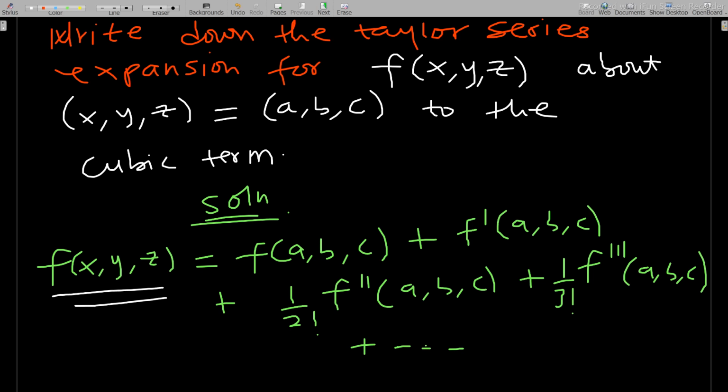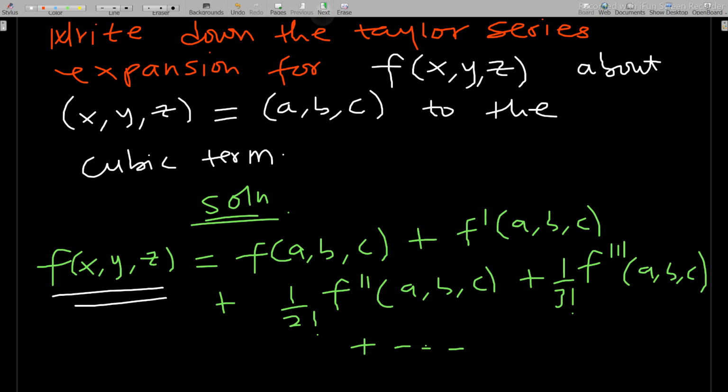So you find f of a, b, c plus f prime of a, b, c plus 1 over 2 factorial f double prime of a, b, c, I mean the second derivative, plus 1 over 3 factorial the third derivative of a, b, c, and so on. Okay, so now the problem is how do I find my f prime and then f double prime?